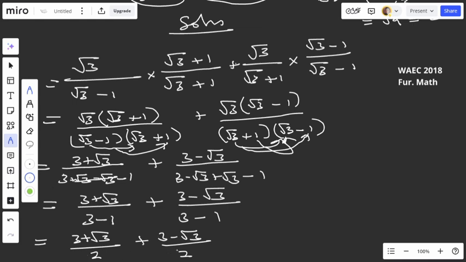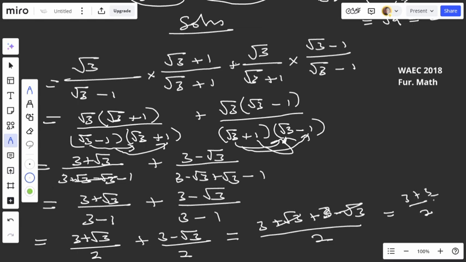And you see these two denominators are the same. So we can draw a big division line and put 2 there at the bottom. The LCM of 2 and 2 is 2. Then bring out those numerators. So you now have 3 plus root 3 plus 3 minus root 3. You see plus root 3 and minus root 3 will cancel themselves. You're left with 3 plus 3 over 2, which equals 6 over 2. Finally, your answer equals 6 divided by 2, which is 3.